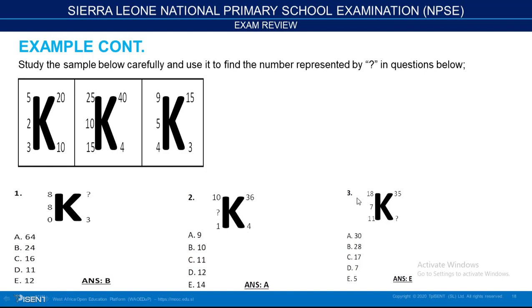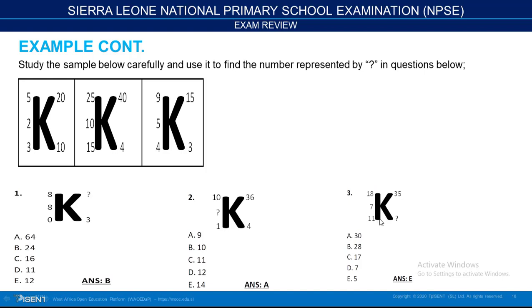Number 3. We have 18, 7, 11. 18 minus 7 is 11. Let's see. 8 minus 7 is 1. 1 minus 0 is 1. So 18 minus 7 is 11.